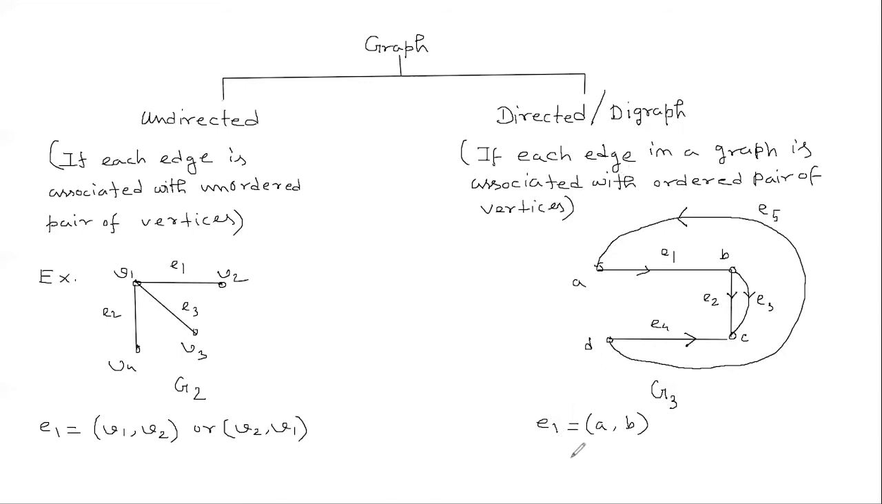So here E1 is associated with AB. Then if we write E5, there is an arrow from D to A, so it is DA. Similarly, we can write E3 as BC, E2 as BC, and E4 as DC.